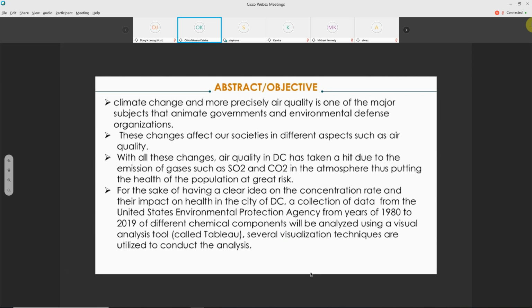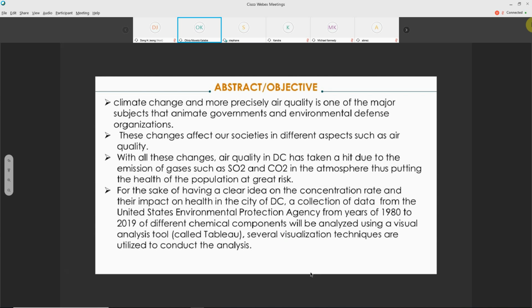For the sake of having a clear idea on the concentration rate and their impact on health in the city of DC, we collected data from the United States Environmental Protection Agency from the years of 1980 to 2019 of different chemical components. And we analyzed the data sets using Tableau.